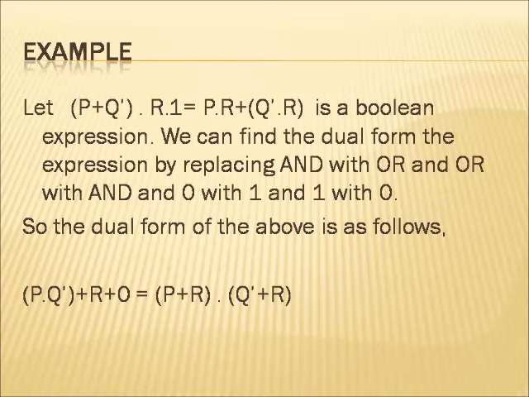That is the left hand side. And in the case of the right hand side, P dot R can be converted into P plus R. Then there is a plus or an OR operator that is replaced with AND. That is (P plus R) dot (Q bar plus R). Okay, please understand this.